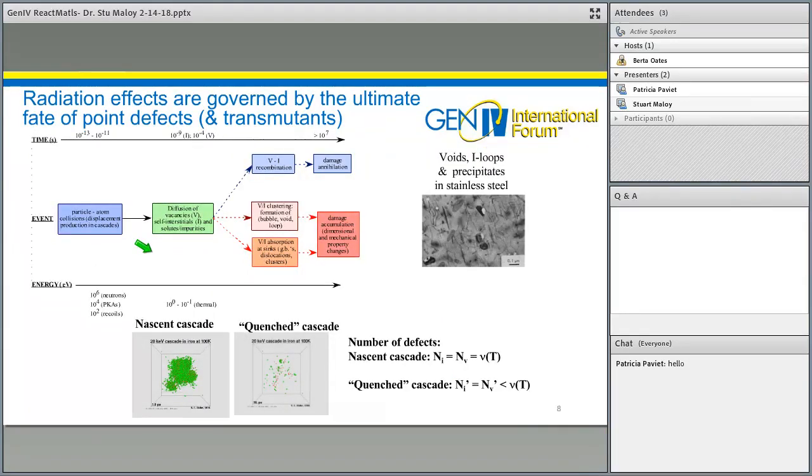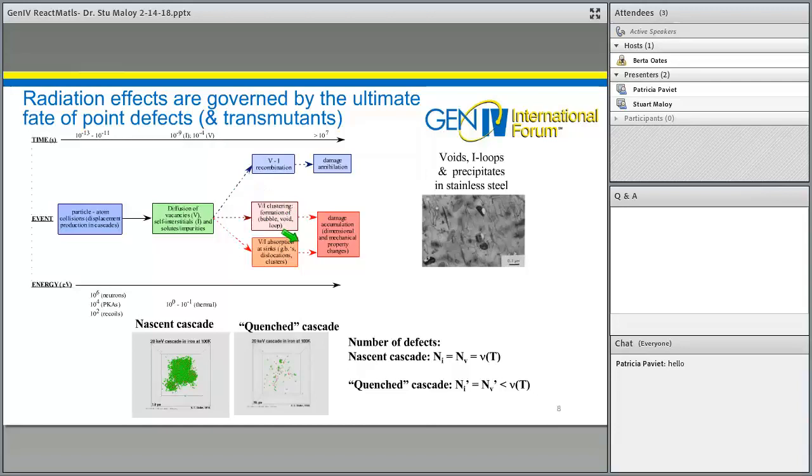And what's important in the end really is the ultimate fate of the point defects. As shown here, you have the initial event of the particle interacting with atoms in the material and causing vacancies and self-interstitials. Now, depending on where the vacancies and interstitials are, you can get some recombination. Also, depending on the temperature, you can get recombination, which is really not an issue.